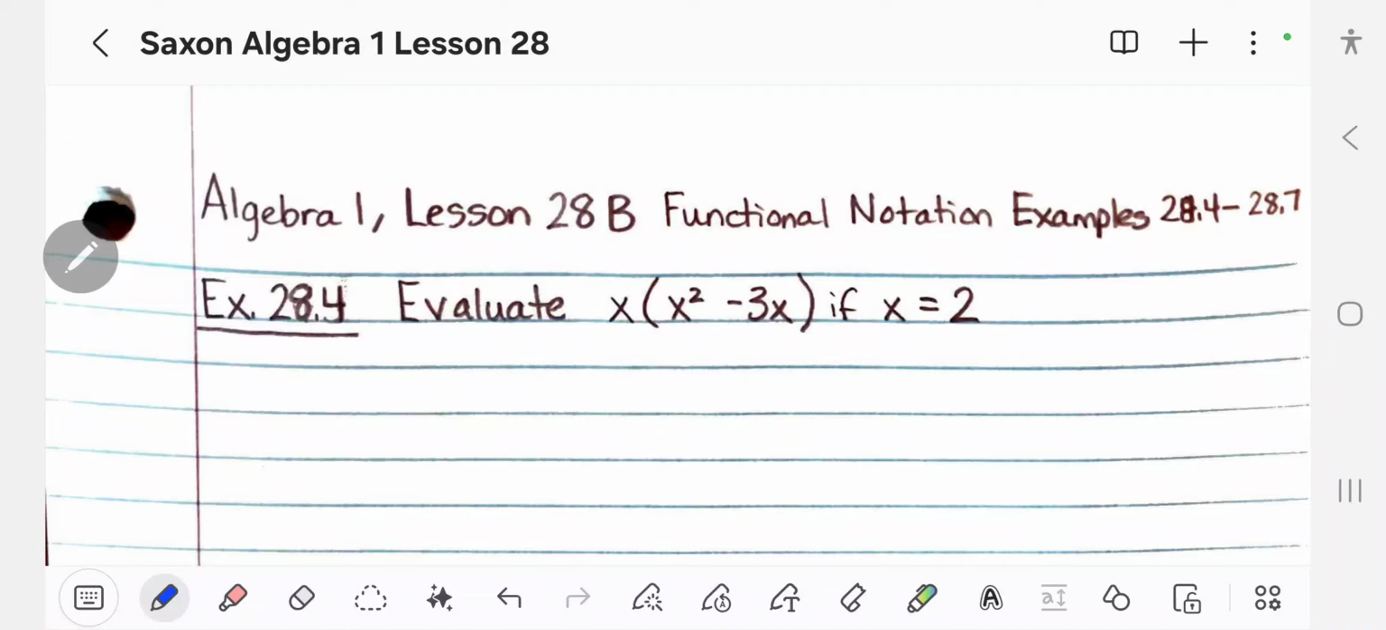This is Algebra 1, Lesson 28B, Functional Notation. We're going to do examples 28.4 through 28.7. Here's 28.4. This is an old problem.